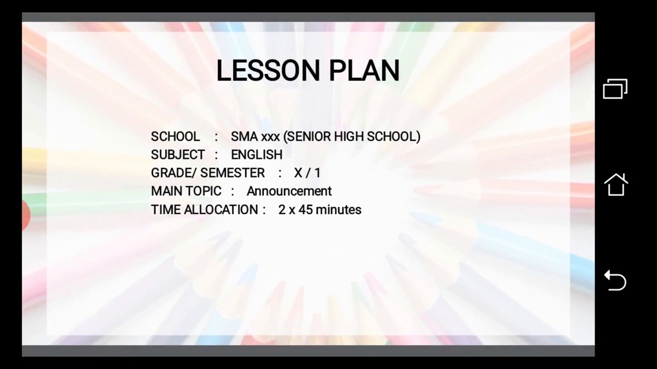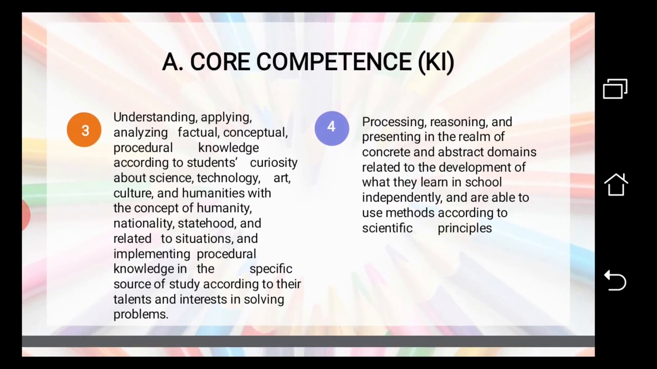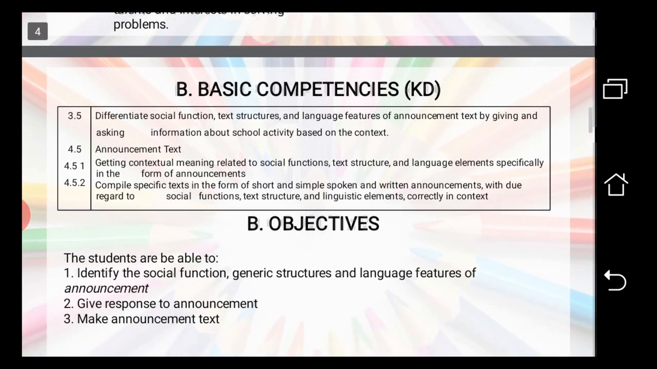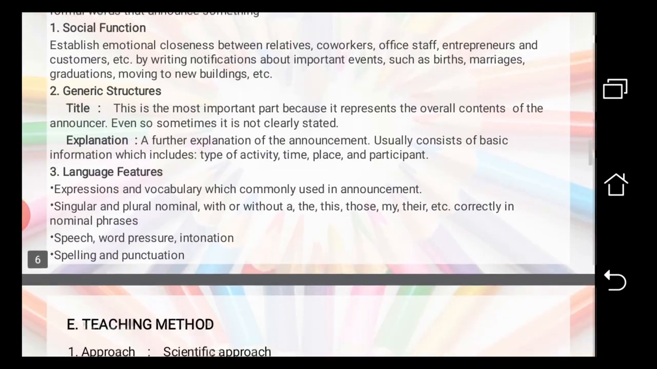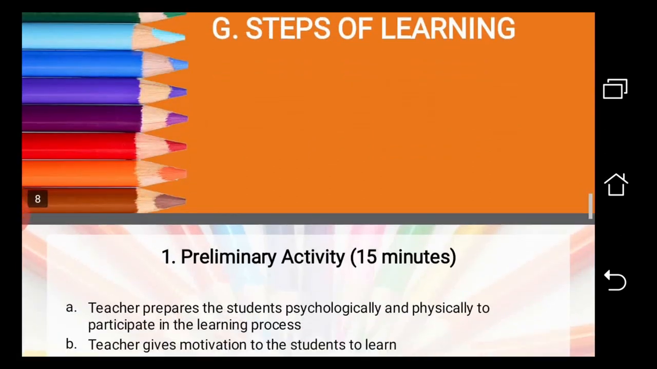We choose Senior High School, class 10 for the first semester, and we choose announcements as the topic. For the time allocation, it is about 2 learning hours, or maybe about 90 minutes. As teachers, there are some components which should be put in lesson plans. It includes core competence, basic competence, objectives, materials, teaching methods, media, tools, and learning resources, steps of learning, and the last one is assessment.